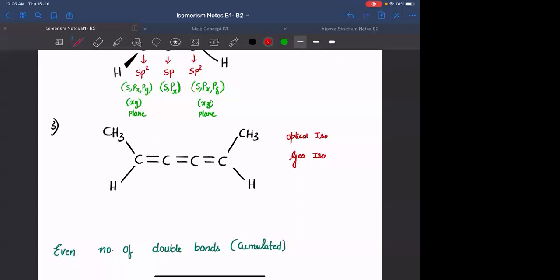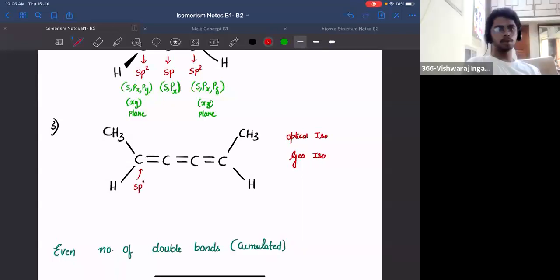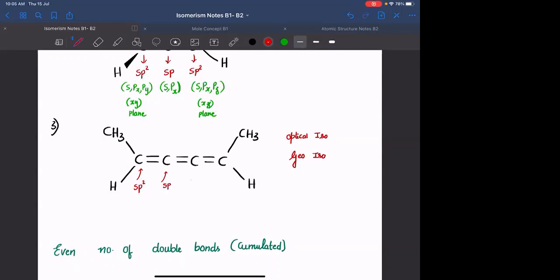ऑप्टिकल रहेगा? Yes or no? What is the hybridization for this? sp2. This is sp. Yes. This is also sp. Yes, Peter. This is sp2 again.